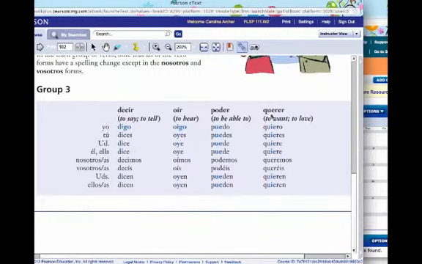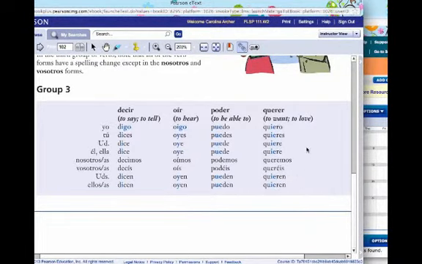Okay? And querer is a verb that changes from E to IE. Yo quiero, tú quieres, usted quiere, él, ella quiere. Nosotros and vosotros conjugate in the regular form. Ustedes, ellos y ellas quieren.